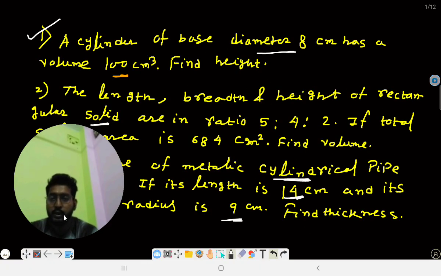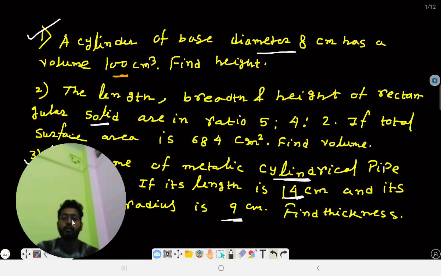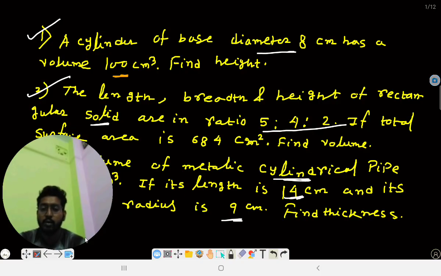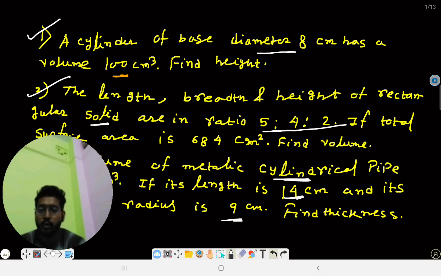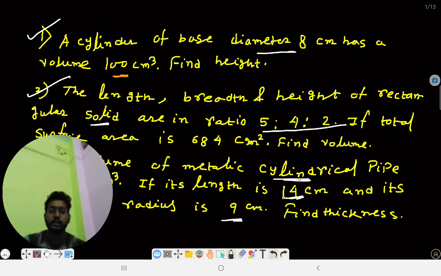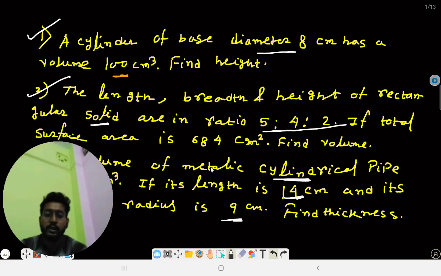Now look at the question. Question number 2. The length, breadth and height of a rectangular solid are given in the ratio 5:4:2. Whenever there is a ratio, you have to take the length as follows. The ratio is 5:4:2, that means the length will be 5x, the breadth will be 4x and the height will be 2x. Now the next thing is that the total surface area is given as 684.